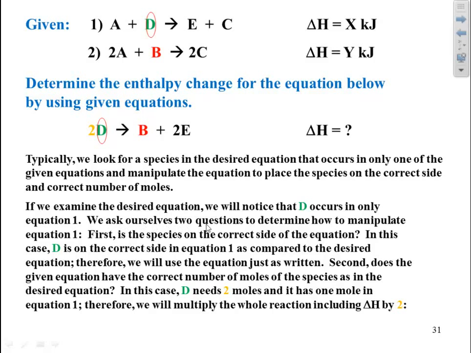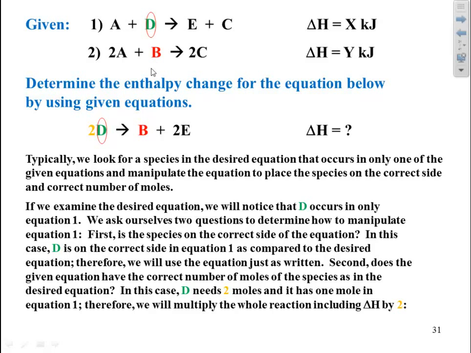We then have to ask ourselves a couple of questions on how to manipulate equation 1. First question: is the species on the correct side of the equation? Well, in our equation in question, we want D on the reactant side. Is D on the reactant side in the given equation? The answer is yes. So that means we're going to use this equation just like it's written. We're not going to flip it and change the sign.